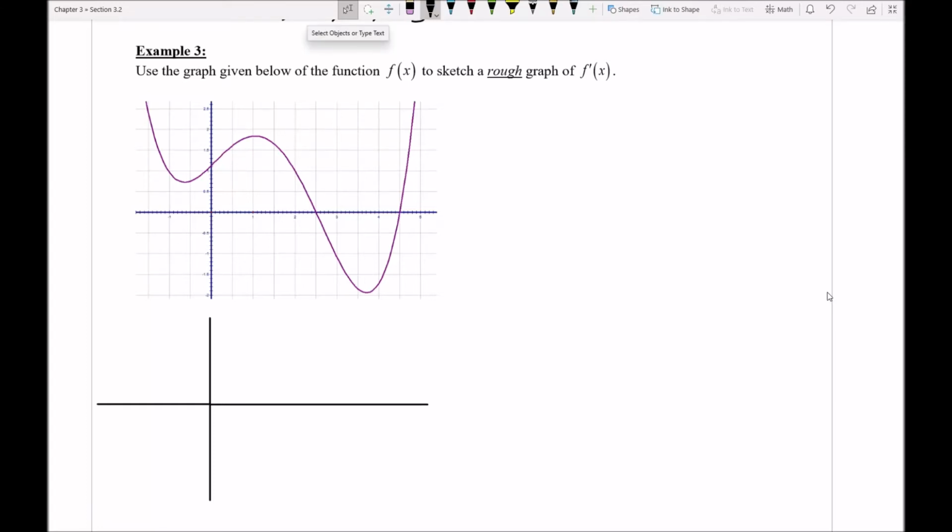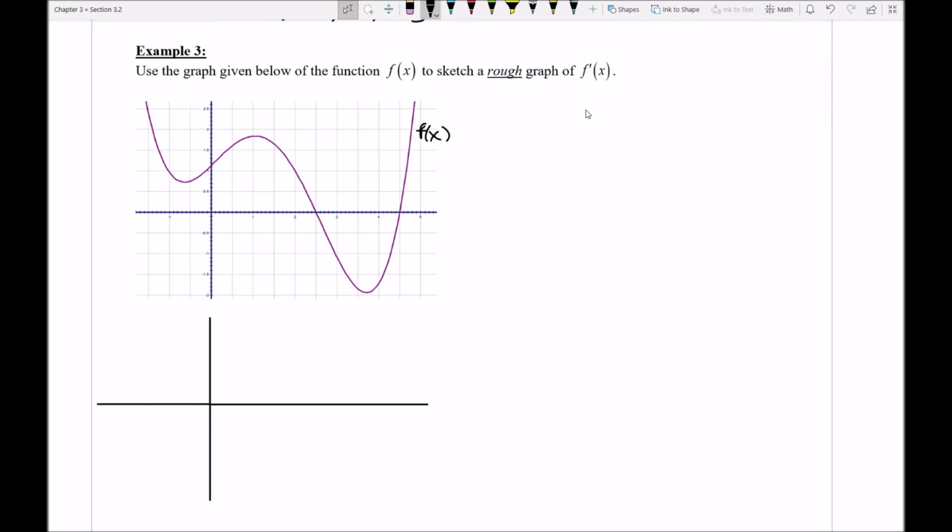Now let's take a look at example number 3. In this example, we're going to be asked to use the graph that's given below, which is a graph of the function f of x. We don't know its formula, but we're just told that this is the graph of the function f of x. And what we want to try to do is, down here, you can see that I've set up some axes that are fairly similar proportion-wise to the ones that I have up above. And I want to use that set of axes to create a rough graph of what f prime of x looks like.